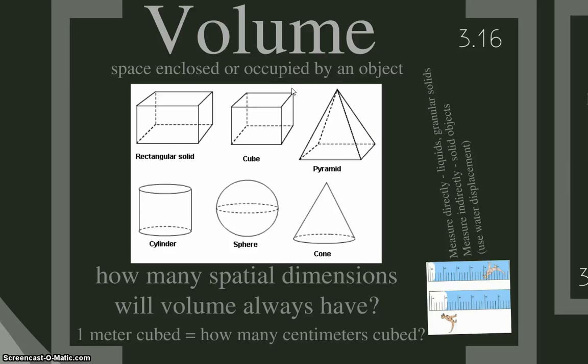And then there's several others. Quickly, a sphere is 4/3 pi r cubed. And then a cylinder, pi r squared h. One important question I want you to think about is, how many spatial dimensions will a volume always have? What do I mean by spatial? All right, not terrestrial, okay, spatial. Spatial means having to do with space. Well, think about it. How many dimensions do the things exist in? 3, right? 3 spatial dimensions.